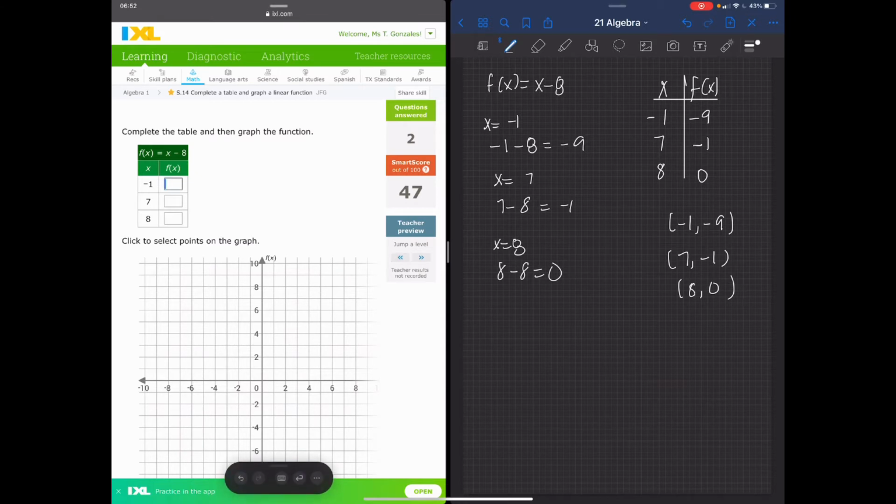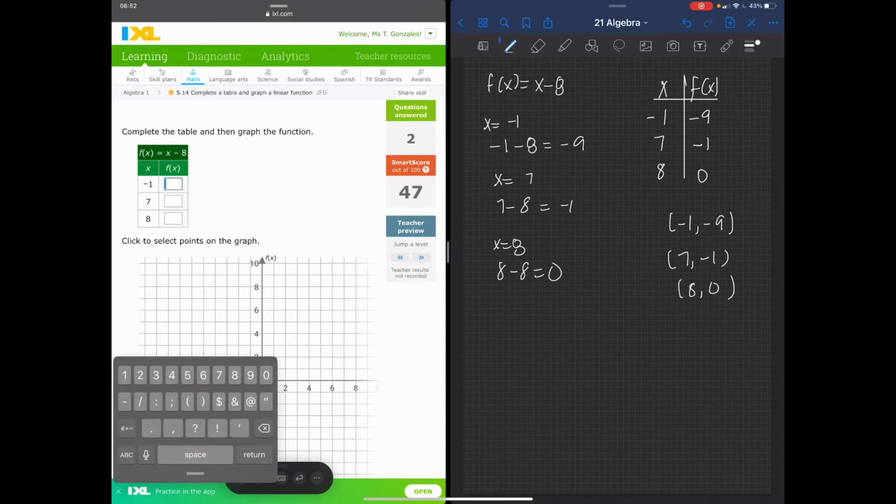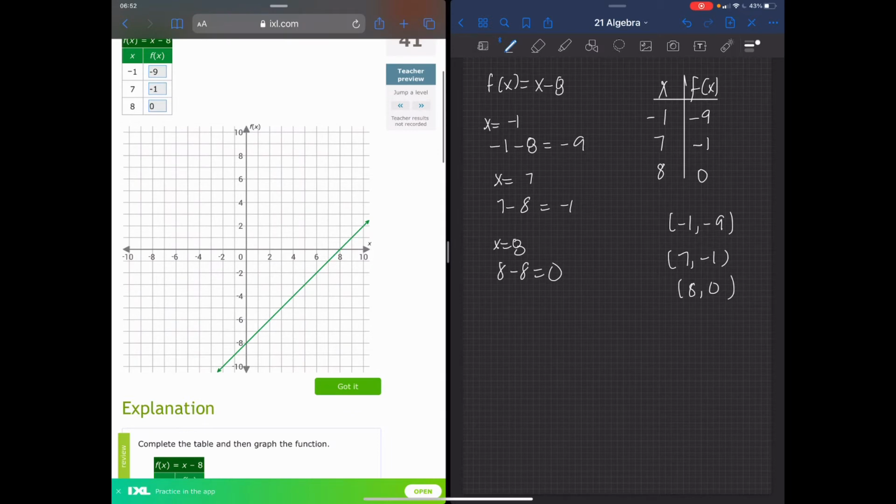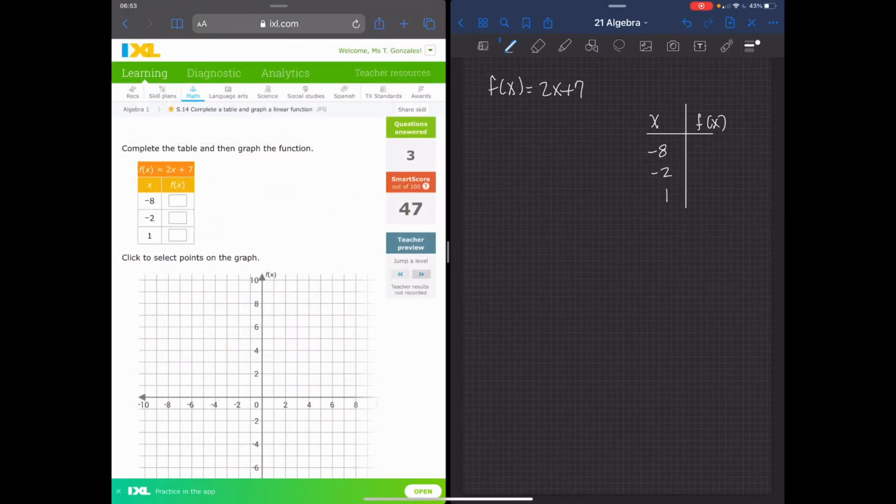So if we input that for -1, I get -9. 7, I get -1. 8, I get 0. And to graph, here we go. Oops. Our first x value is x equals -8. So that's f of -8 equals 2 times -8 plus 7. So again, you perform order of operations.